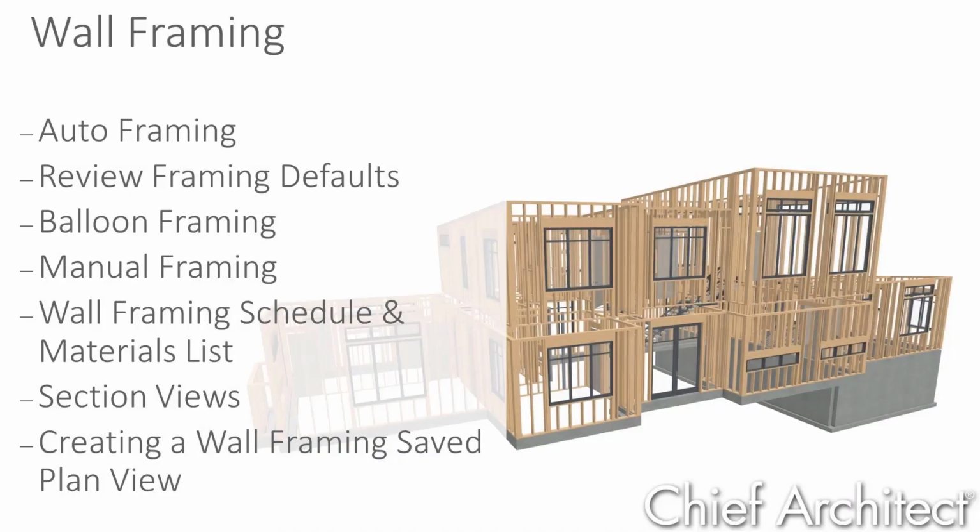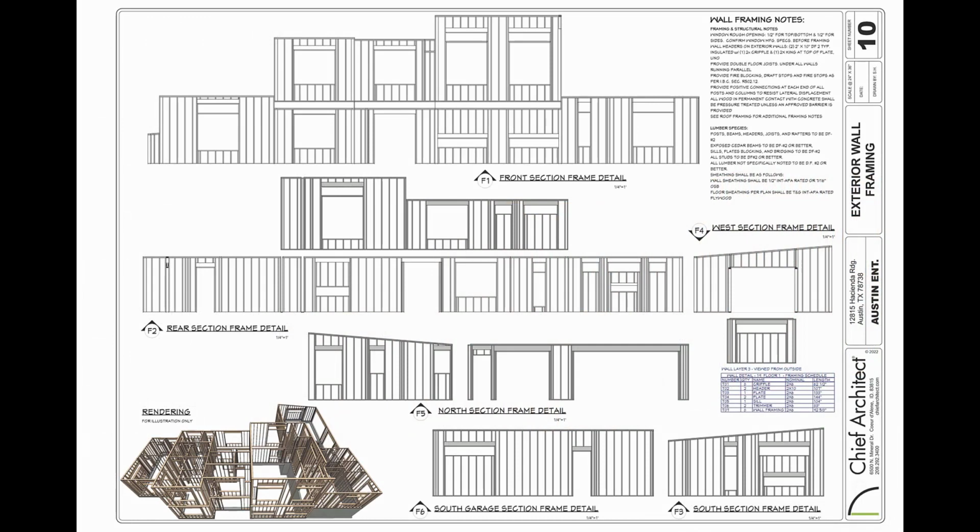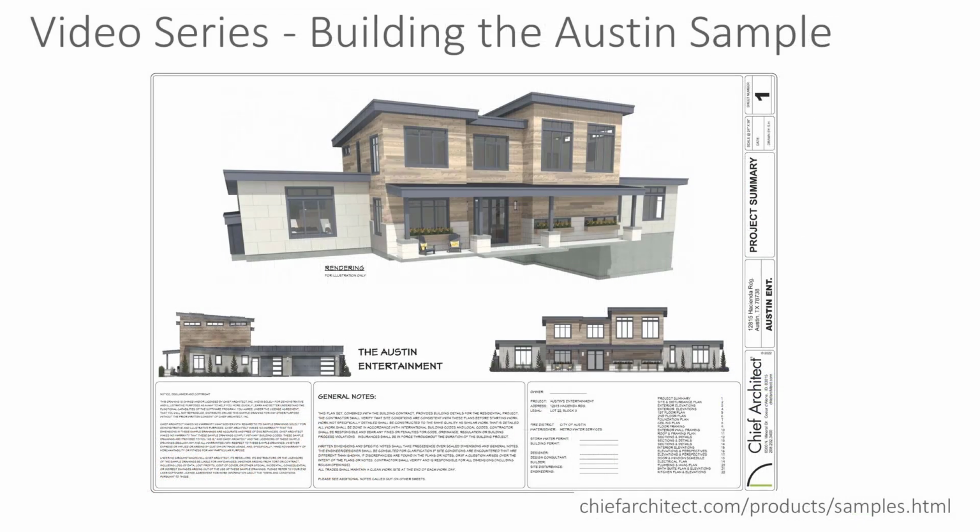For this wall framing session, I'll cover automatic and manual framing, framing defaults, schedules, and materials list. Also, the process of creating a wall framing Save Plan view and wall framing section view. This is the layout sheet for the wall framing I'll be working on in the session. The project is from the Austin sample plan found on our website.